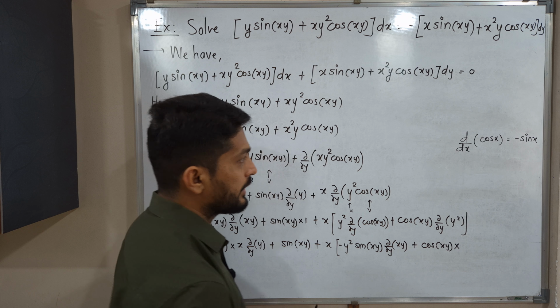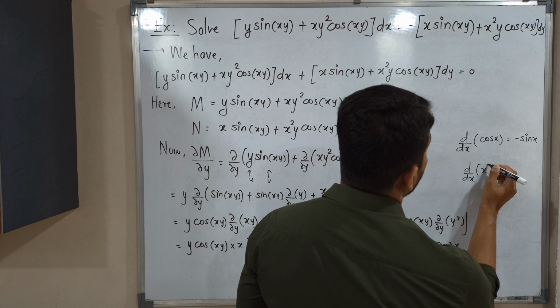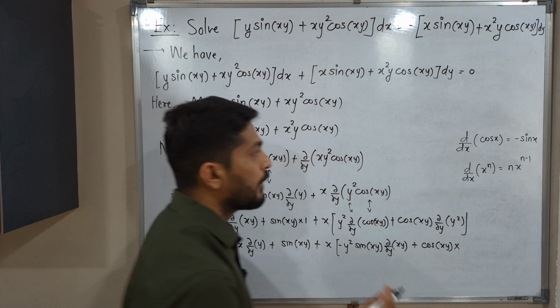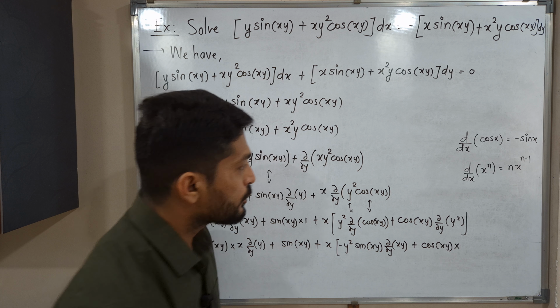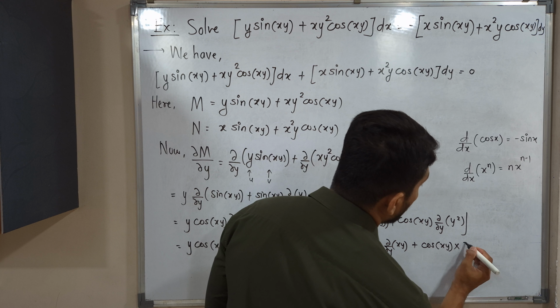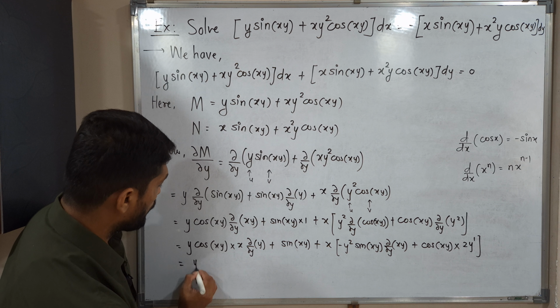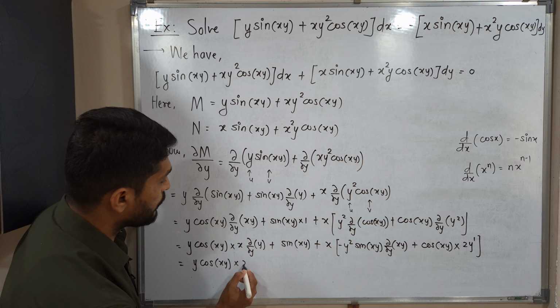derivative of y square. So here I use this formula: the derivative of x raised to n is n x raised to n minus 1. Whatever the power we have, we write it first, and we reduce the power by 1. So here the power is 2, we write 2 here and reduce it by 1, so 2y. Okay. So this is equal to y cos xy into x.